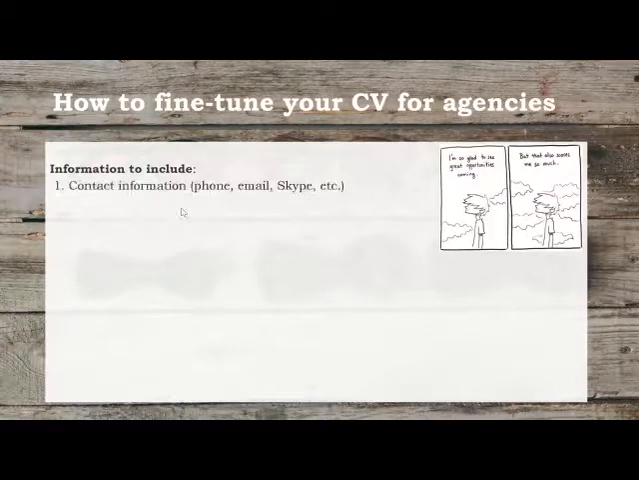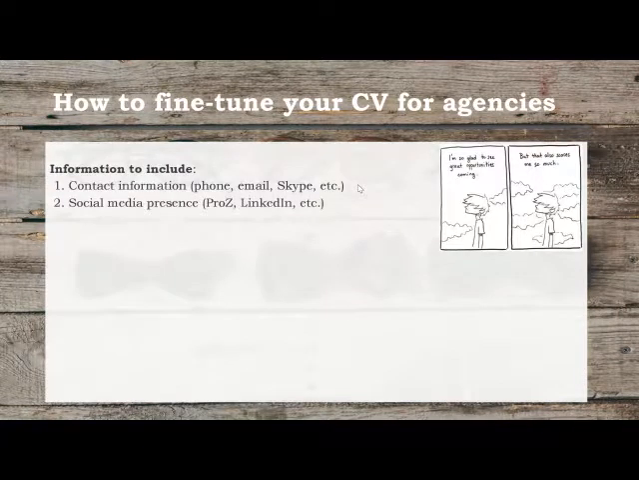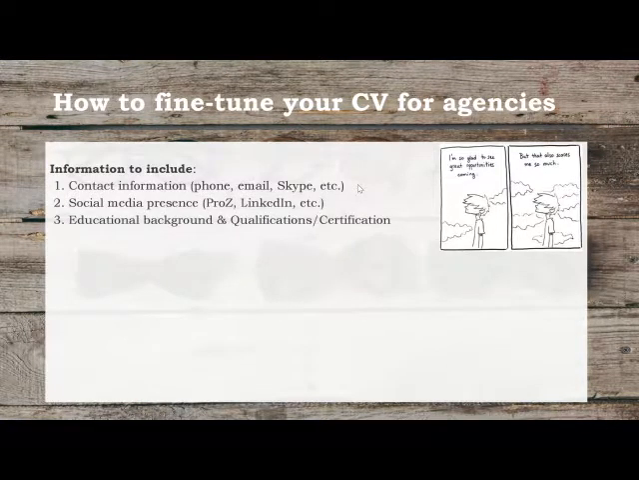So this is some of the information that was given by a translation agency about what they wanted to see on translator CVs. Obviously, contact information, the basics: your phone, your email, maybe Skype, however you like to be contacted. Social media presence, again, that's interesting. So if you do have a ProZ profile or LinkedIn profile, let them know, and clearly your website too.